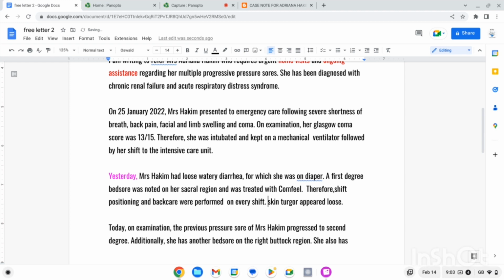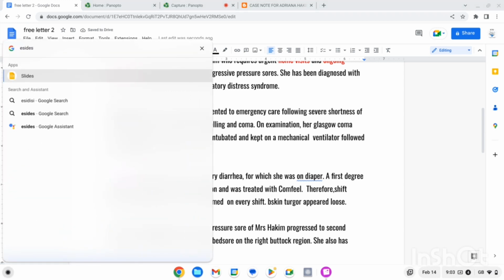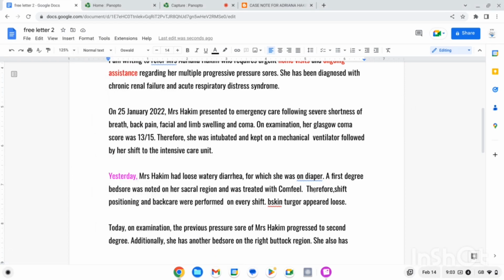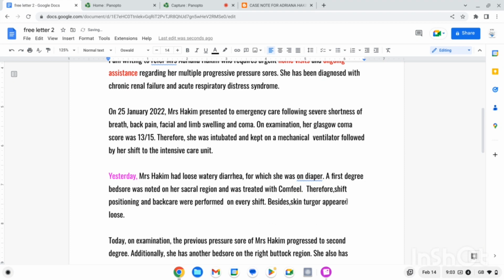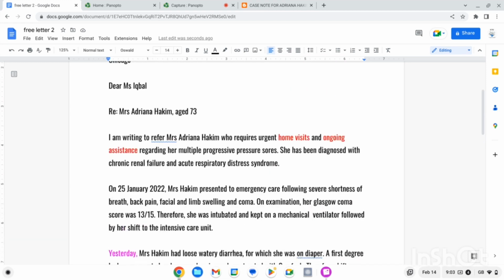And besides, you can write "besides, her skin turgor appeared loose." This would be a better one, it should be a compact one, isn't it? So go for it. Yeah, so this is good.